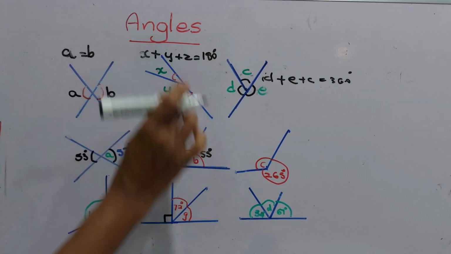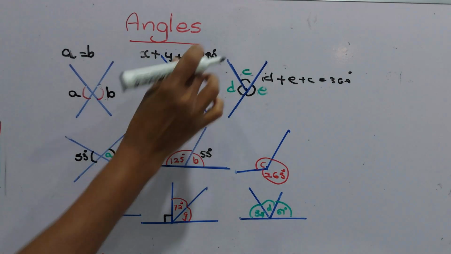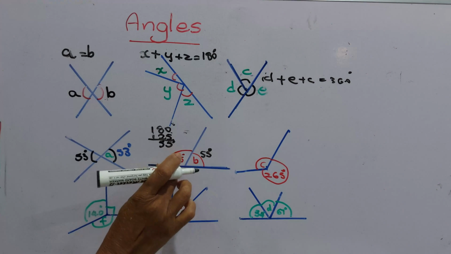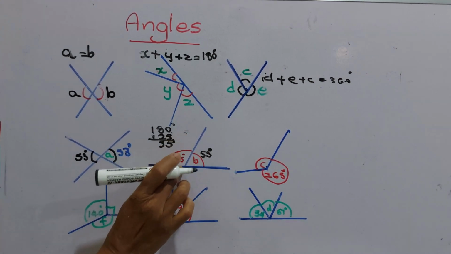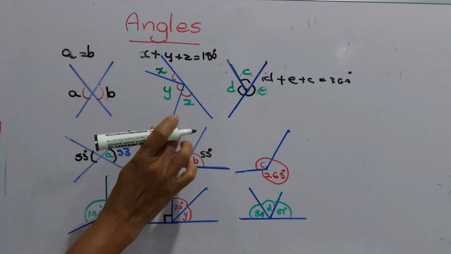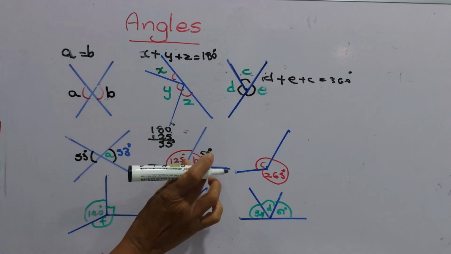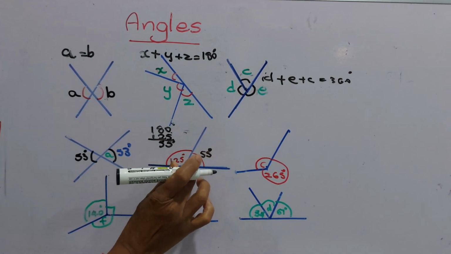This is the point of this. Angles on a straight line add to 180. We already know this obtuse angle is 125 degrees. Then we have to reduce 125 from 180. The value comes to 55 degrees for angle B.